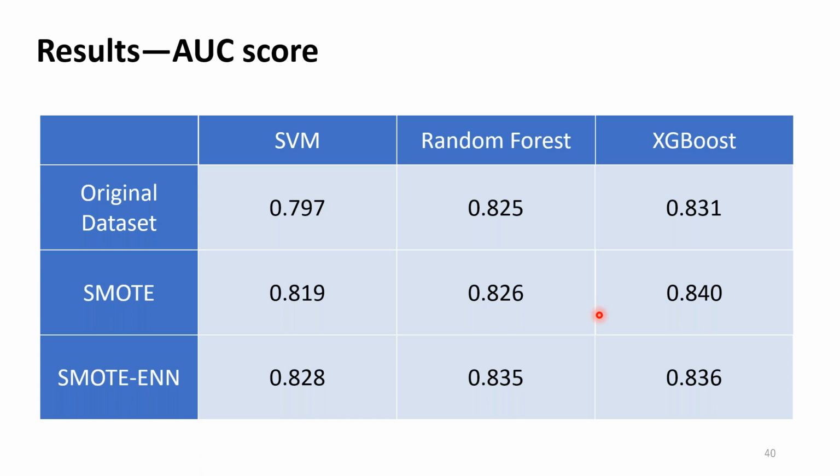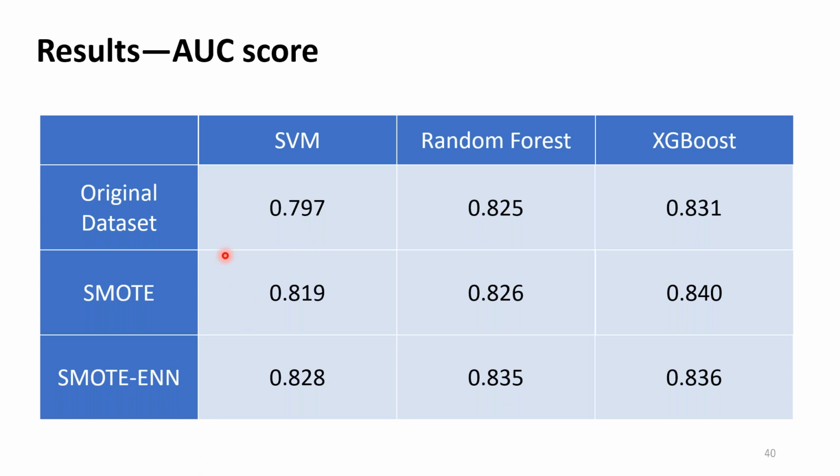Now let me go to the AUC score. The result of the score is summarized in this table, with rebalancing methods only. As you can see, the rebalancing methods, I mean SMOTE and SMOTE-ENN, only slightly improve the model performance in terms of AUC score. These results are not surprising because this score is not affected by class imbalance.